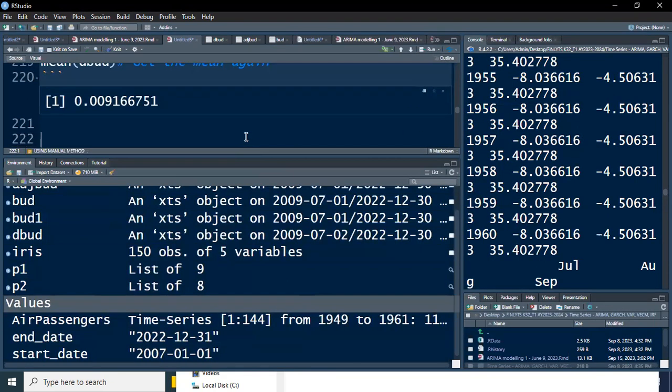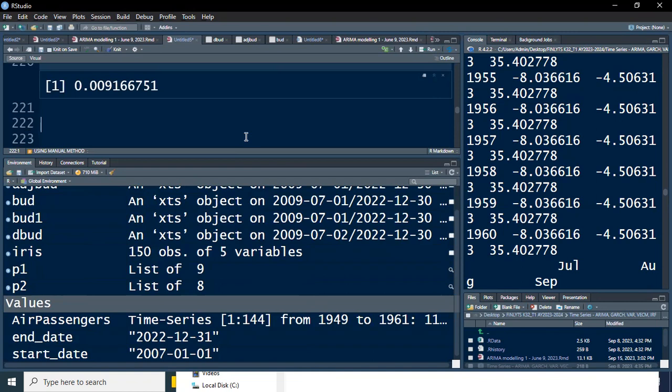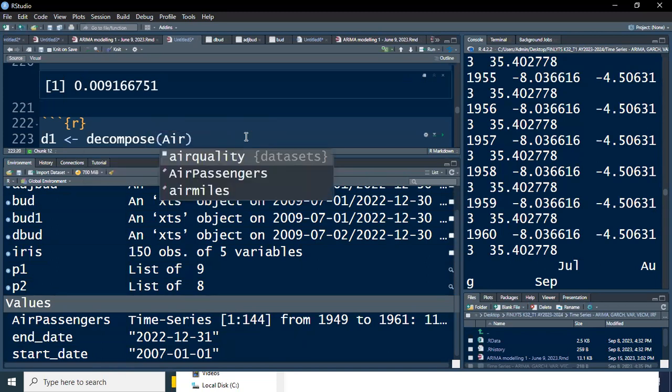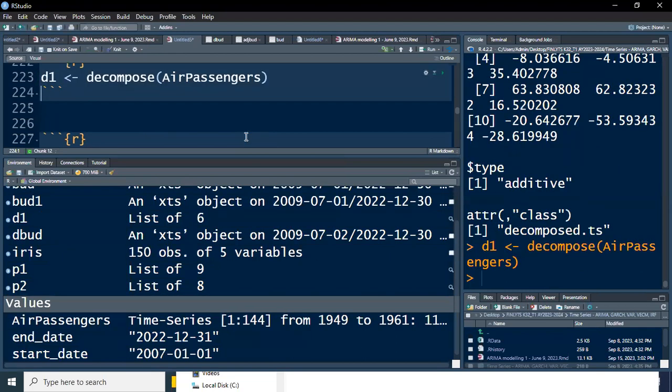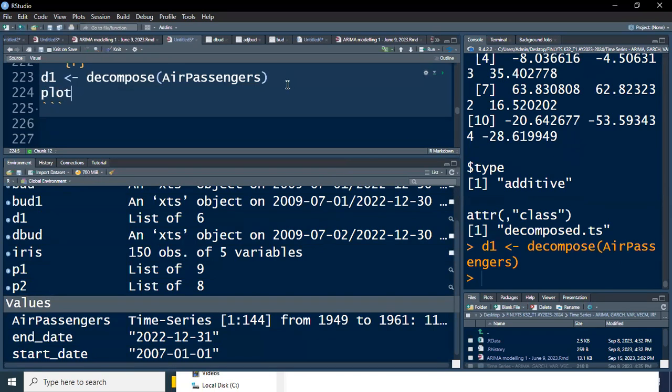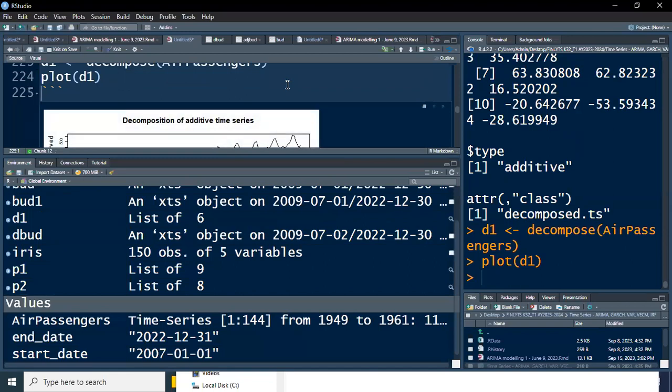Let's do this here. Let me call this P1, decompose if passengers, and then if I plot this, okay, take a look at this class. So what did I do?